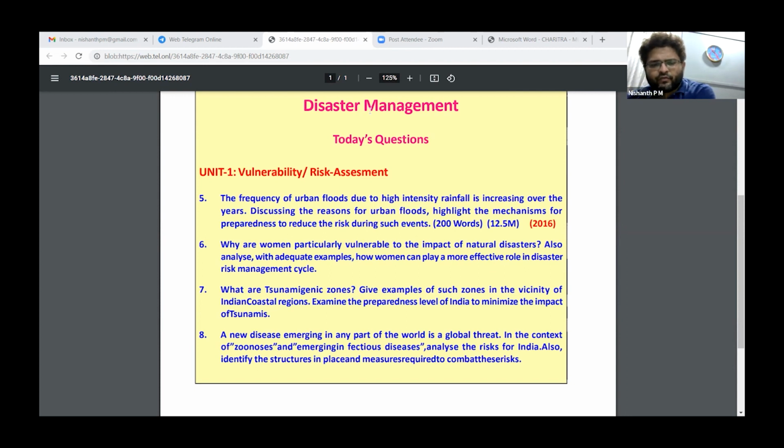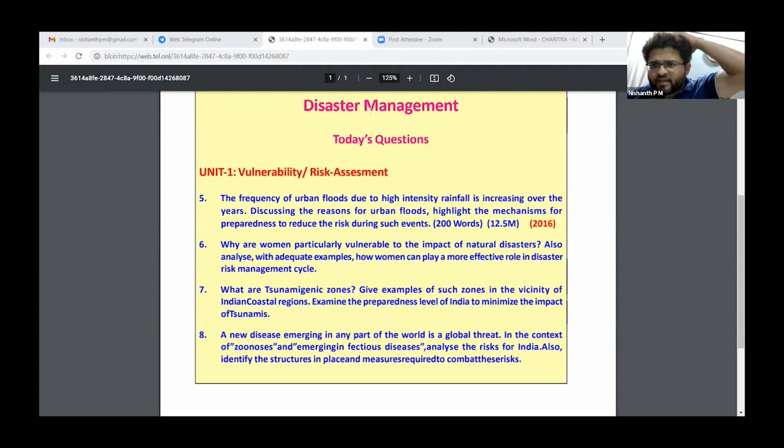In the context of zoonosis, what are zoonosis? What is a zoonotic disease? Basically, a zoonotic disease is the one which spreads from animal to man. Okay, and emerging infectious diseases. Analyze the risks for India. Also identify the structures in place and measures required to combat the risk. So the three parts of the question: risk, the context, the zoonotic diseases, just explained. First is the risks, and then structures in place and measures required. So three side headings. The first side heading is the risk for India, structures in place, and measures required.